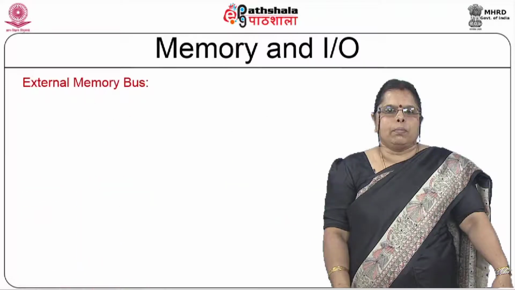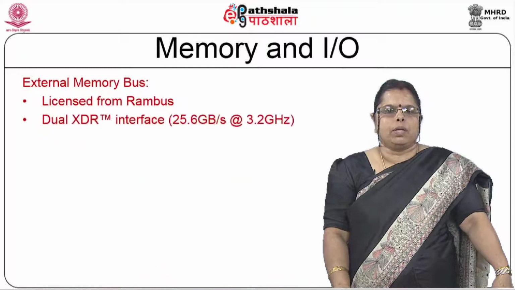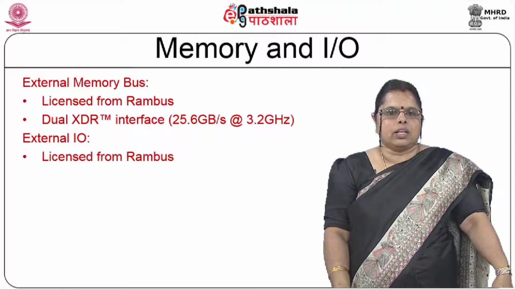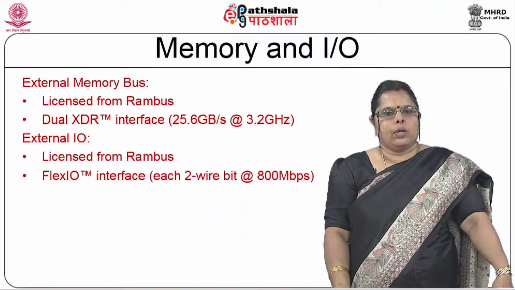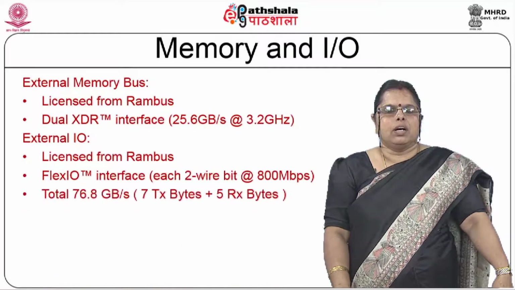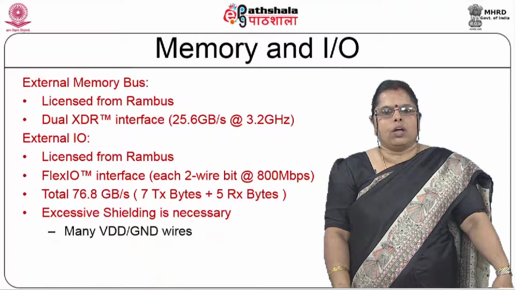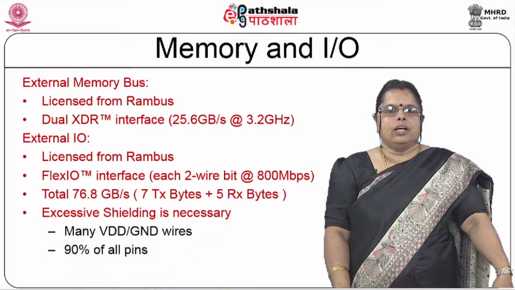So, if you look at the memory and I/O, there is an external memory bus licensed from Rambus. You have a dual XDR interface with 25.6 gigabytes per second. External I/O is again licensed from Rambus, and you have a Flex I/O interface. So, you have a total of 76.8 gigabytes per second. Excessive shielding is necessary. So, you have a number of VDD and ground pins.